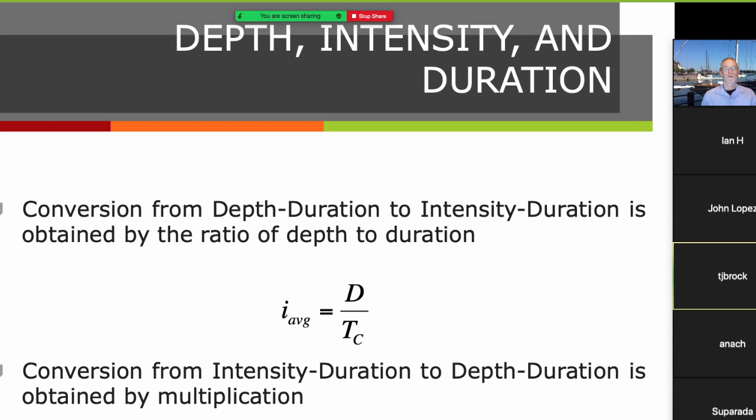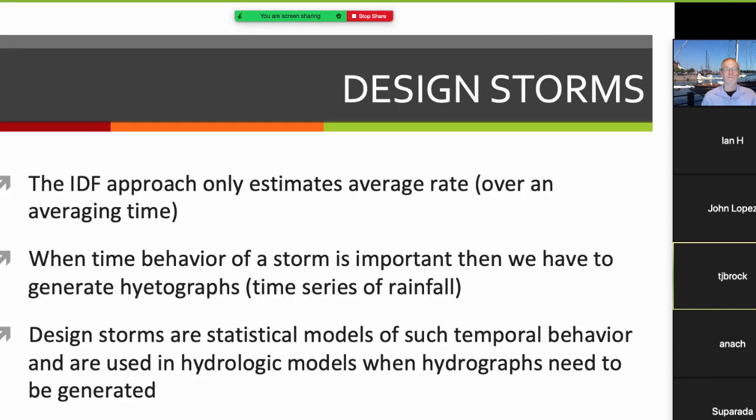Okay, so converting from depth duration to intensity duration is pretty trivial. Intensity is the ratio of depth to duration, depth over the duration. Conversion from intensity to depth is obtained by multiplication. So the depth is the average intensity multiplied by the averaging time that was used to compute it.